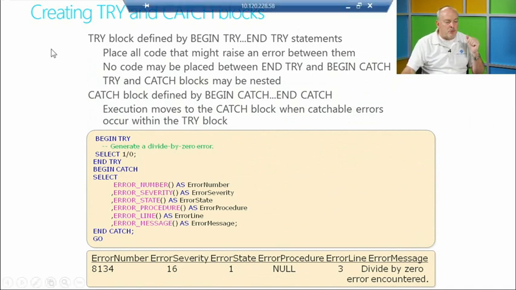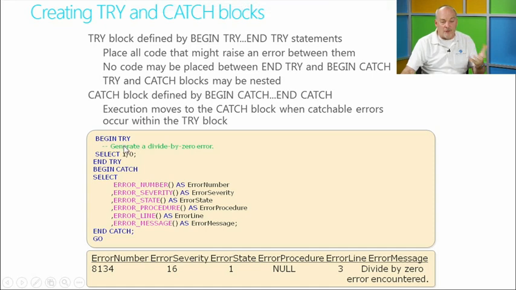So this is an example of a try block. What we're doing is we're going to begin the try, and we're going to force an error. We're going to try to perform a division by 0, which we know will error out. So we're going to do a begin try and then select 1 divided by 0. If there's an error, we're going to jump down into this begin catch. What this is going to do is report information.